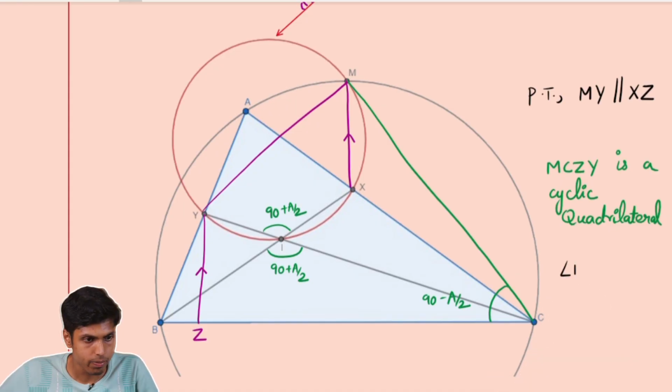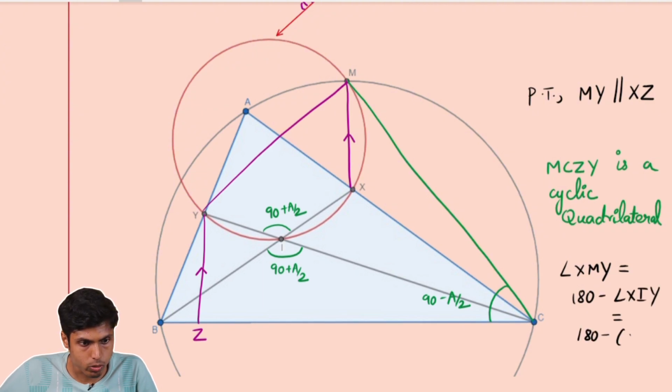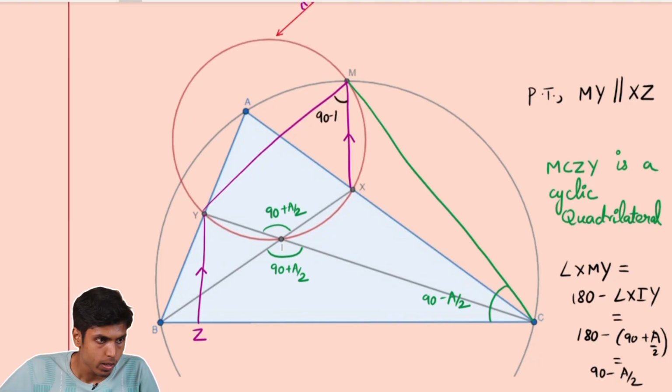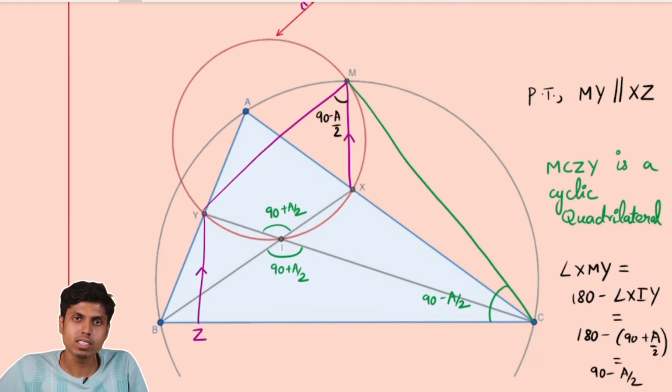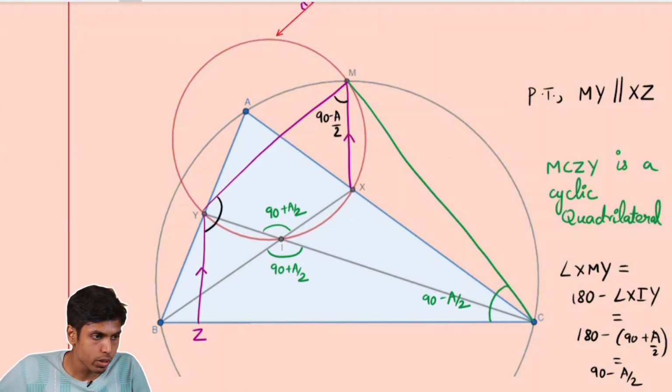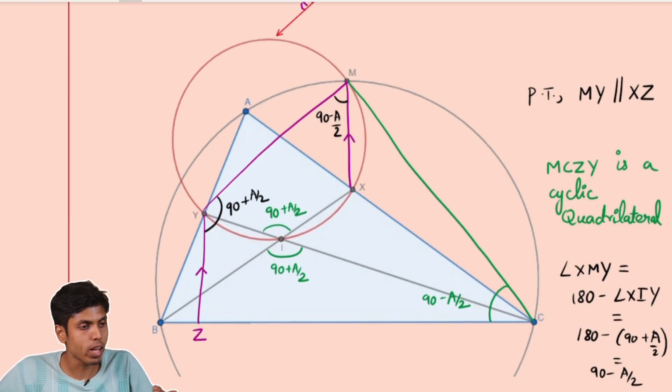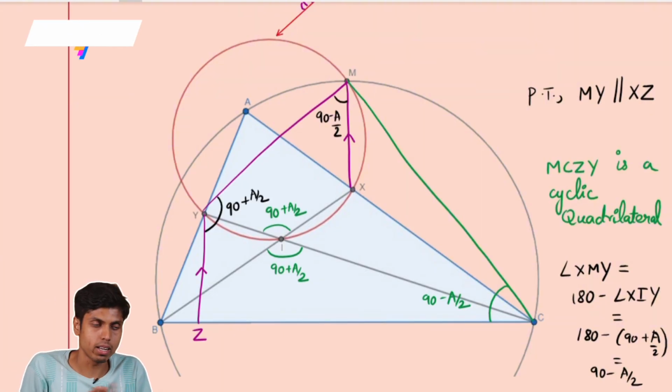So angle XMY equals 180 minus angle XIY, and that in turn is 180 minus (90 plus A/2), which is 90 minus A/2. The point Z is constructed in such a way that YZ is parallel to MX, and that means this angle would be 90 plus A/2. So angle MYZ would be the supplement to the angle YMX due to the parallel lines.